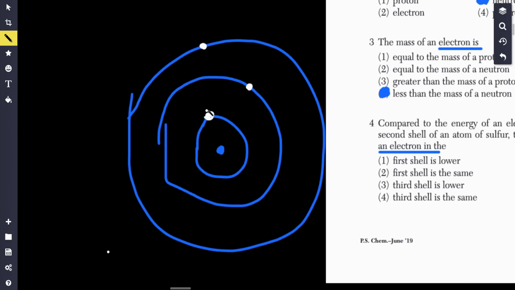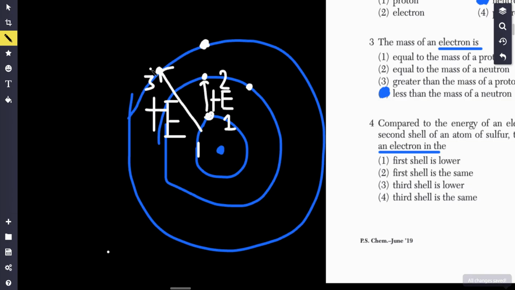Now, an electron can move into a higher shell if it gains energy. So if this electron gains energy, it can move up in energy level. The electron in the highest energy level will have the most energy because it takes more energy to go up. Going from the first shell to the second ring is going to take some energy, but going from the first ring to the third ring is going to take more energy, because you have to move up more shells.